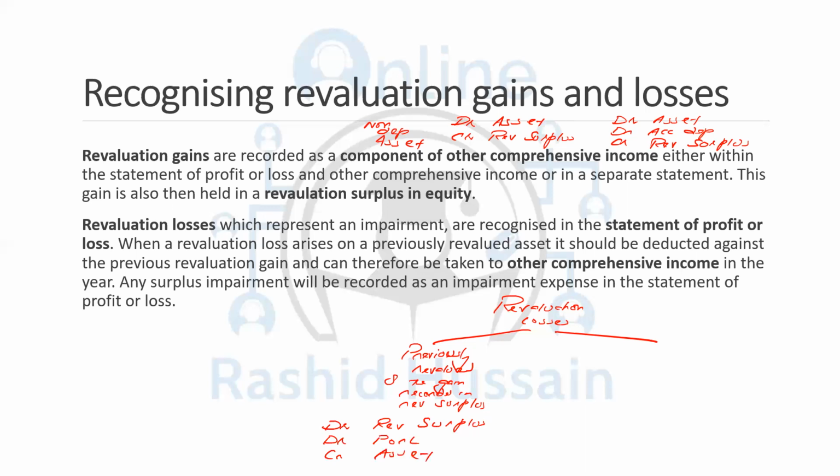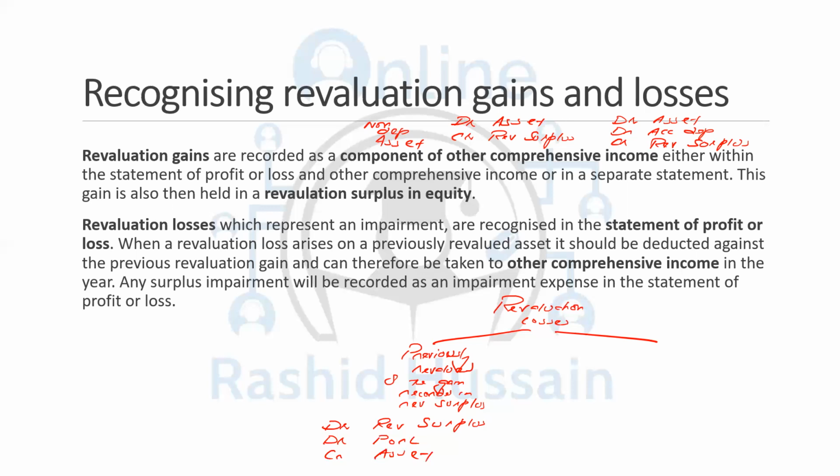So whenever you are charging a revaluation loss, this is something very important because the examiner tests this concept in the exam question. You need to see whether this asset was previously revalued and there's a revaluation surplus present pertaining to that asset. First of all, you need to de-recognize that revaluation surplus. If there is still any impairment, then you need to charge it to the profit or loss and credit goes to the asset.